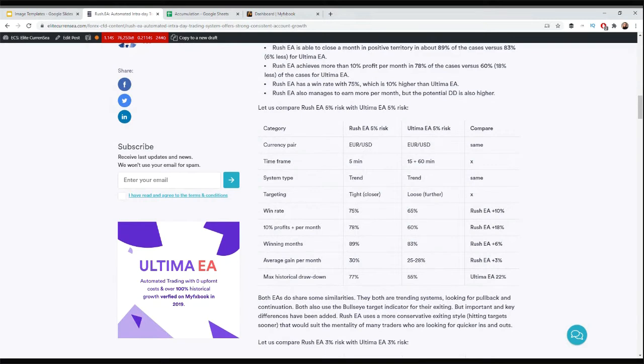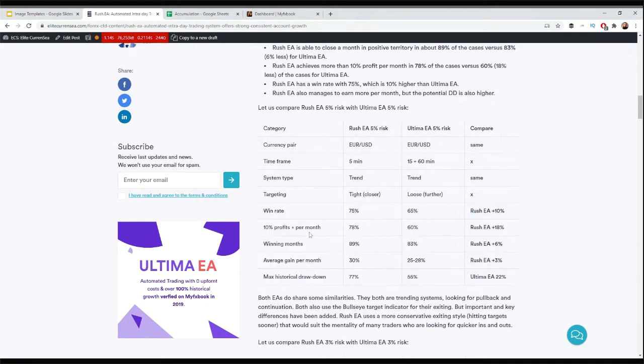Now, that's not totally fair towards Ultima EA because the target actually does depend. Mislav and I built it in a way that the Ultima EA is aiming at different targets depending on the trend and if you're trading with that trend or against it, okay? But generally speaking, the targeting is closer. The win rate from Rush EA is higher on average, as you can see, 10% more.